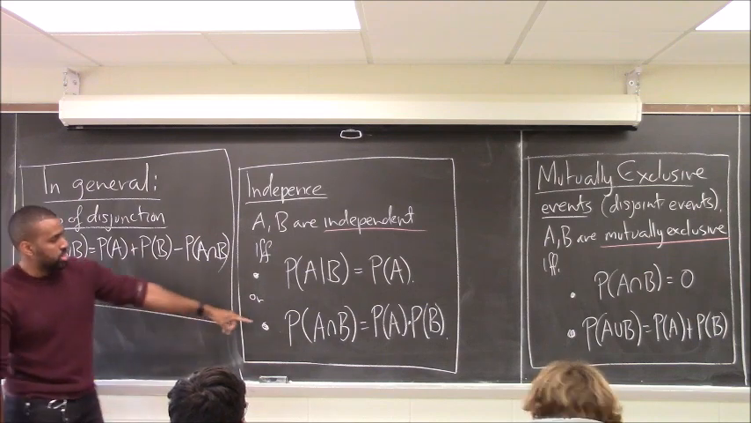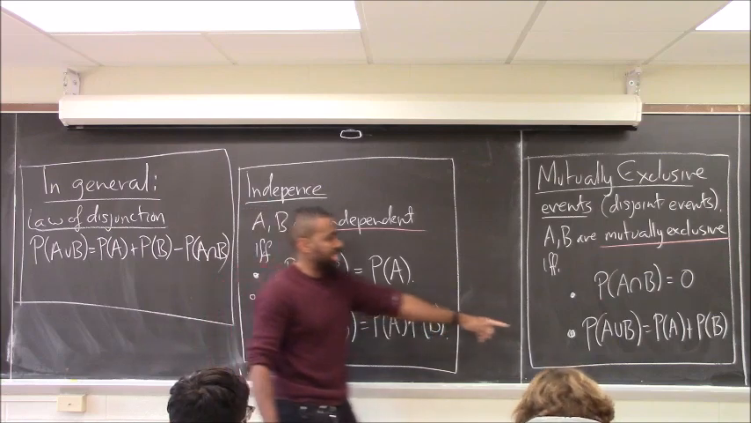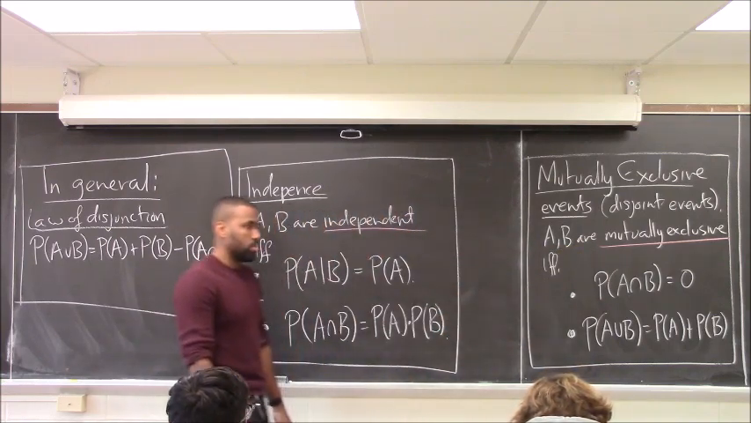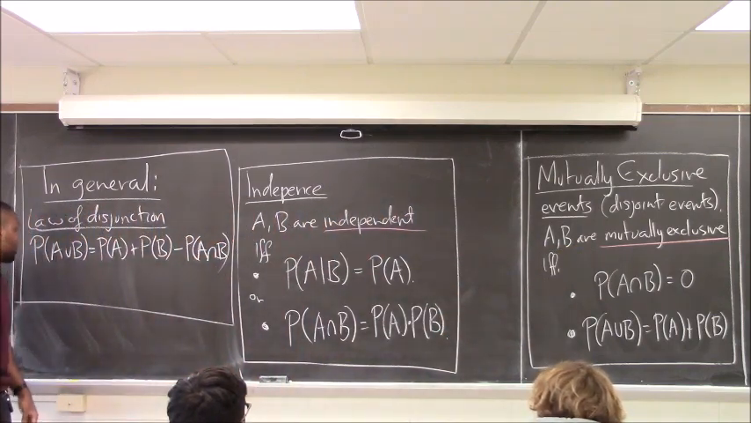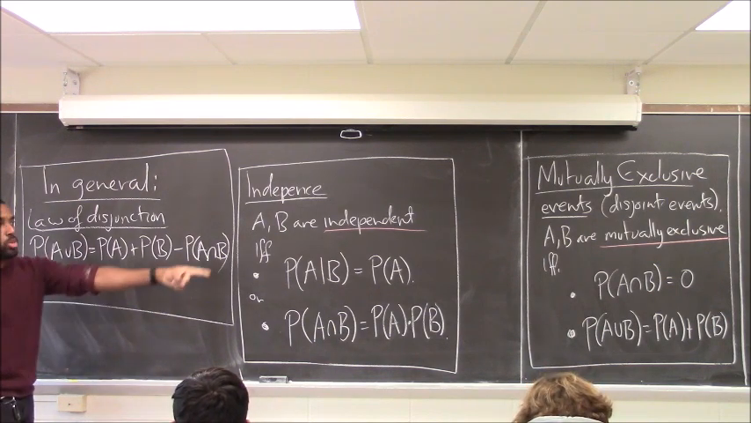So "and" translates to multiply in the case of independence, and "or" translates to add in the case of mutually exclusive. The sets cannot interfere with each other. This is true in general. This is just always true at all times, including in those cases.